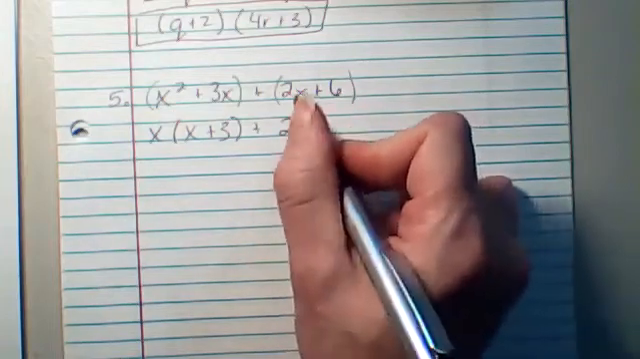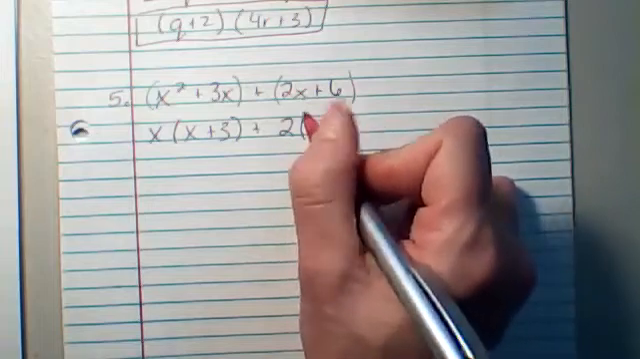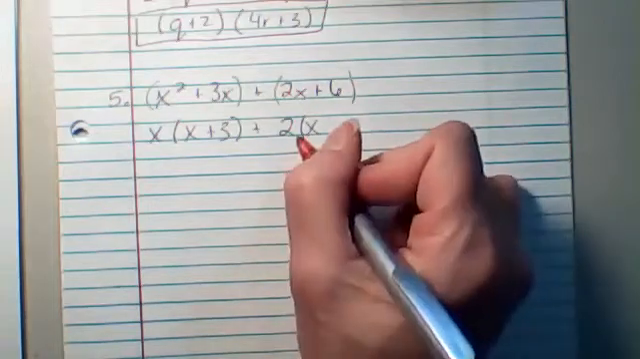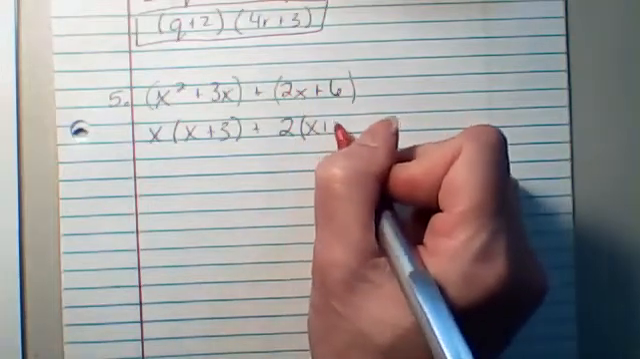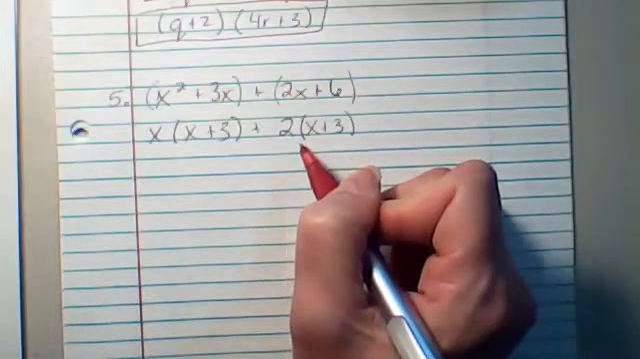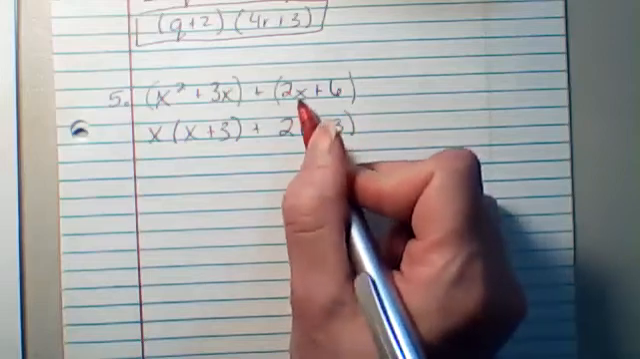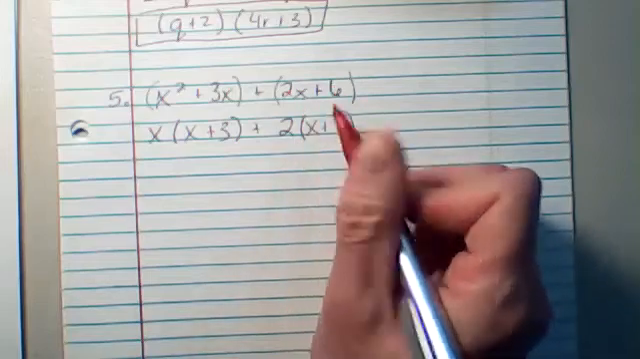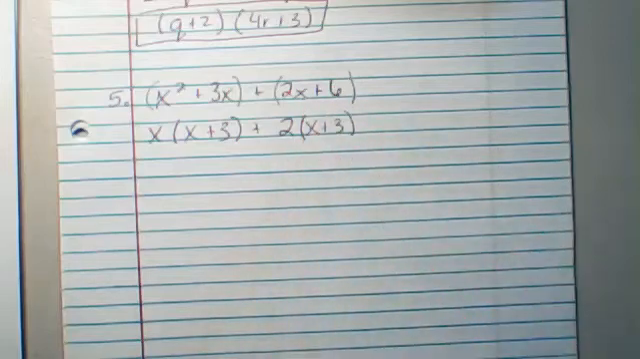So 2 times what gives me 2x? All right, 2 times x gives me 2x. 2 times what gives me 6? 2 times 3. So let's make sure we factored it correctly by multiplying. 2 times x is 2x. Yep. 2 times 3 is 6. So we know we factored it correctly.